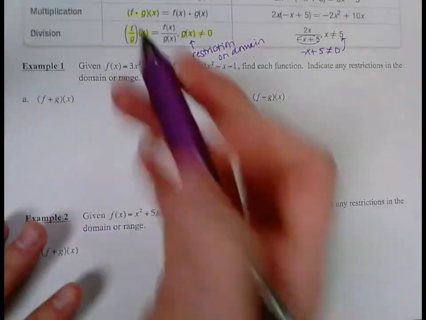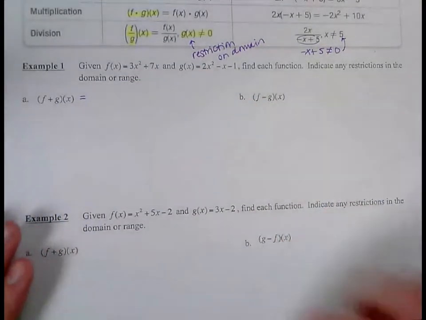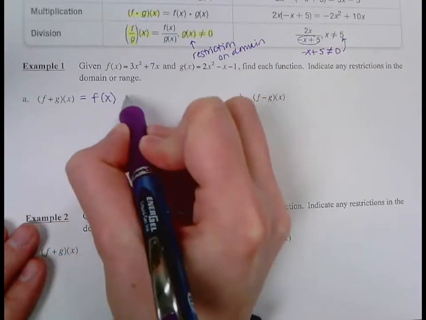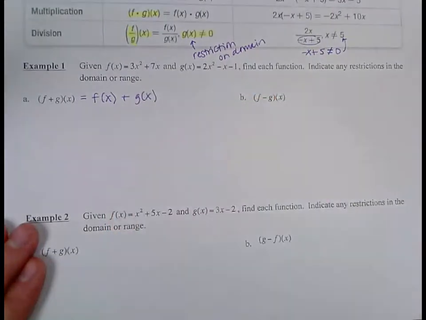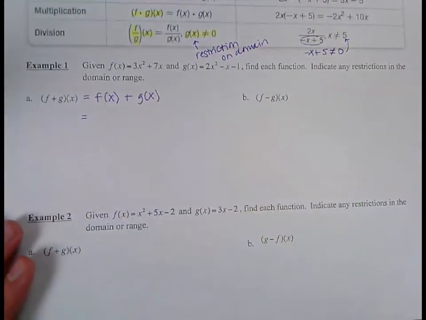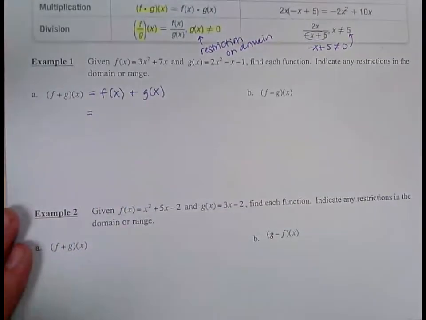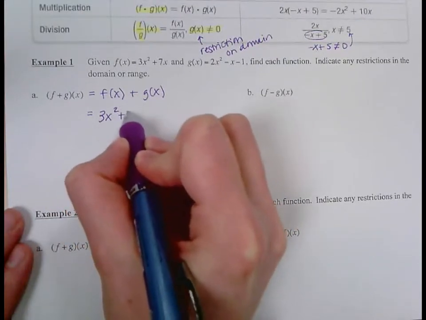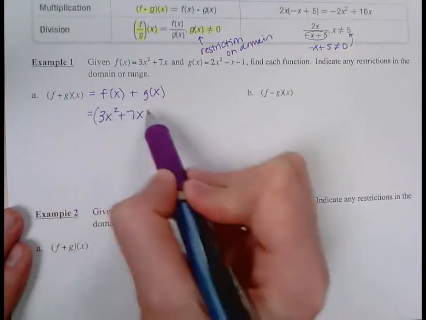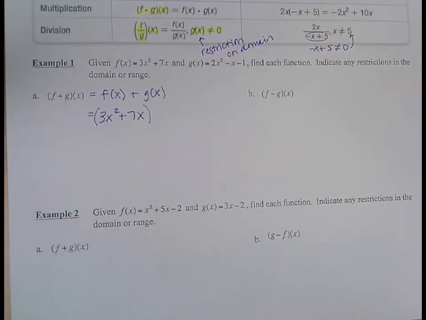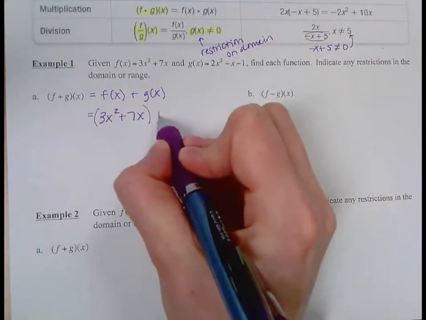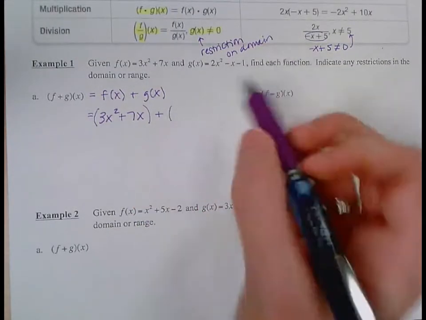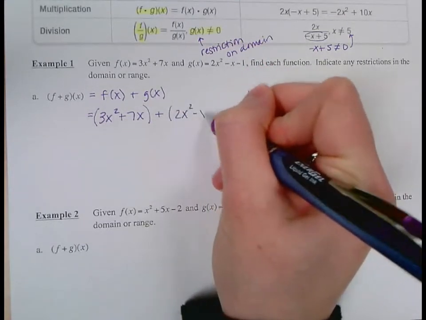So for f plus g of x, now you don't need to write this every time. I'm just writing it so you understand where this is coming from. So again, from the table above, this means I'm taking the function f of x and I'm adding the function g of x. And I'm just going to insert what f and g are. So f of x is 3x squared plus 7x. You don't need to, but if you wanted to put parentheses around it, since that is f of x, you could. And then I'm adding g of x. I'll also put that in parentheses again for the addition. It's not really needed, but g of x is 2x squared minus x minus 1.